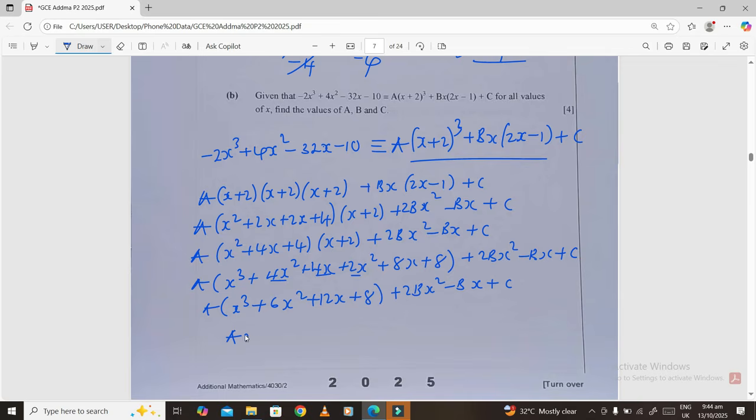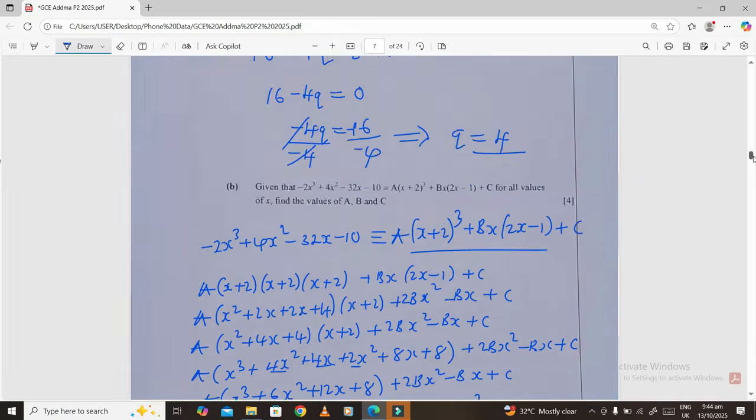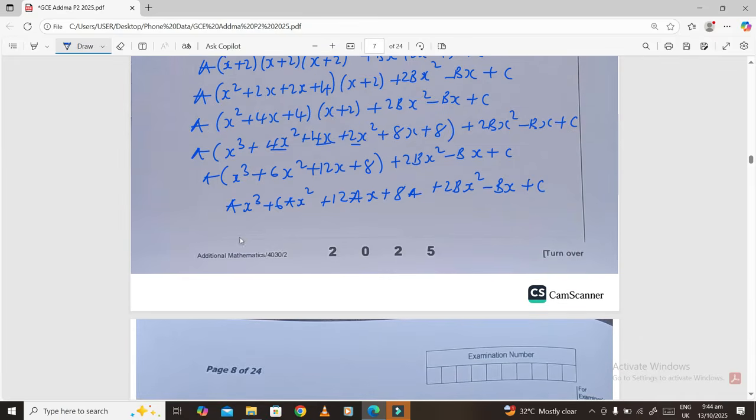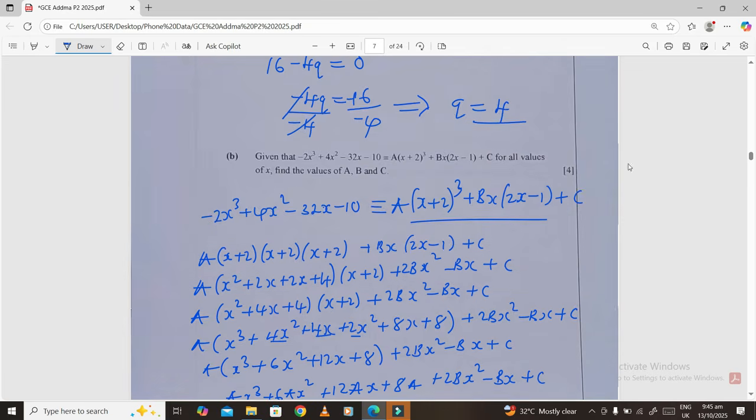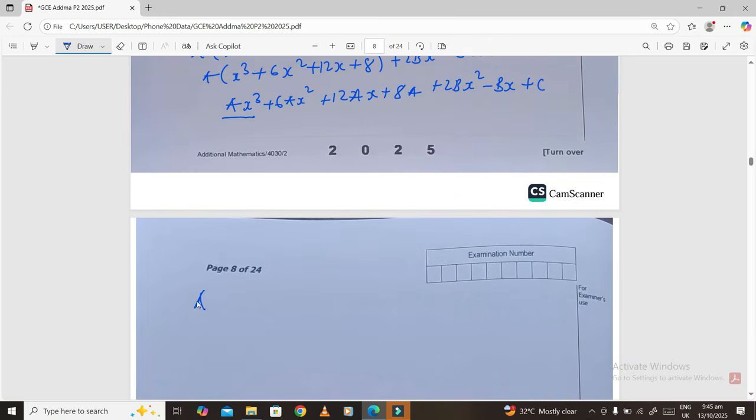We're getting ax^3 plus 6ax^2 plus 12ax plus 8a plus 2bx^2 minus bx plus ac. So now we can form equations here. If you are following nicely, we know that this looks like this, with x power 2, power 3. So we can say a is equal to -2.